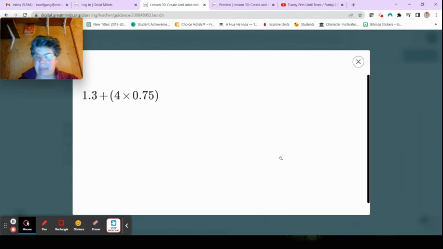Okay, here's some examples. A notebook costs $1.30. Now you see that it's 1 3/10, right? Remember, 3/10 would be the same as $1.30. And an eraser costs 75 cents. How much does it cost to buy one notebook and 4 erasers? One notebook and 4 erasers. Okay, that's a good possibility word problem.